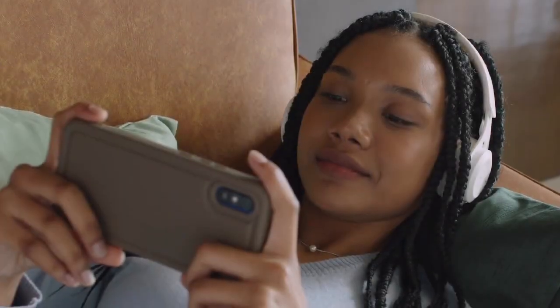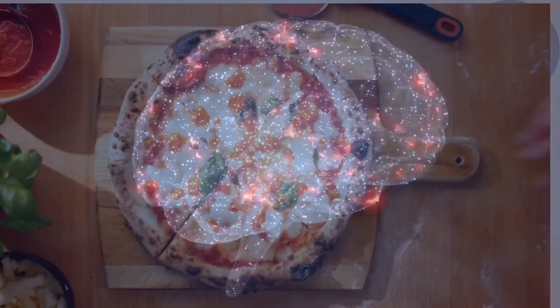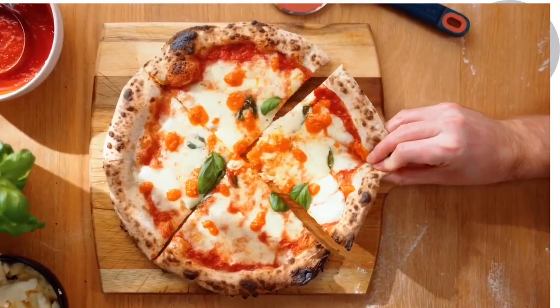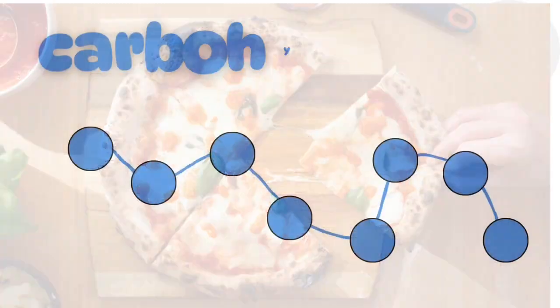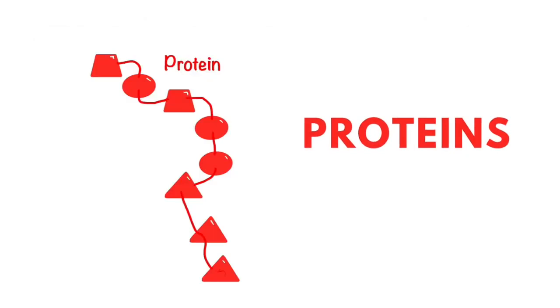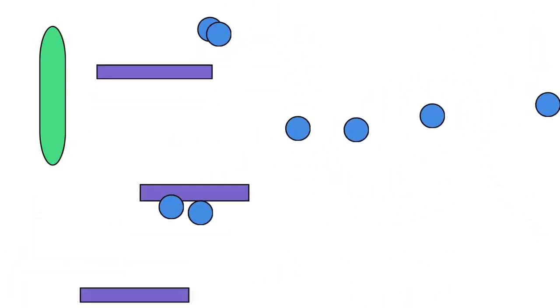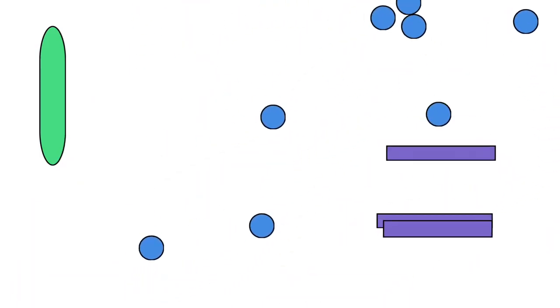As you're watching this video, your body is busy carrying out loads of chemical reactions. For example, it might be breaking down a slice of pizza that you ate for lunch. Pizza contains long molecules of carbohydrates, long molecules of protein, and molecules of fat. Your body will need to carry out chemical reactions to break these big molecules down.